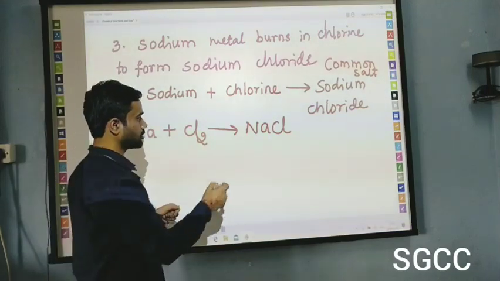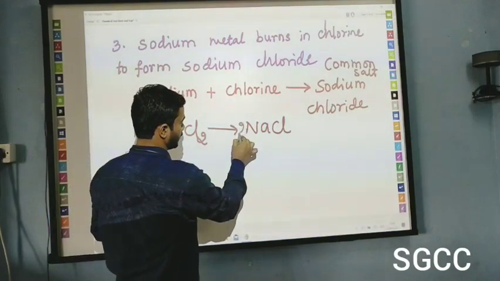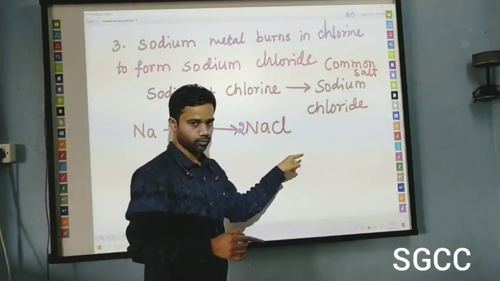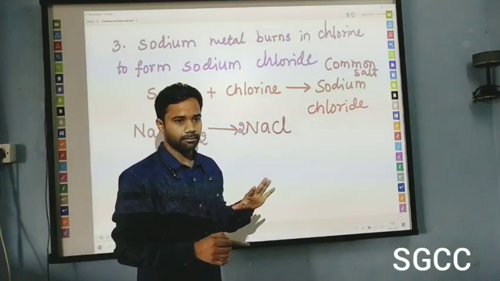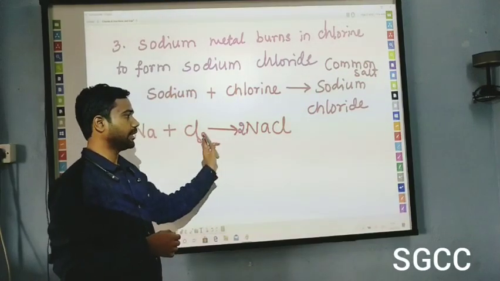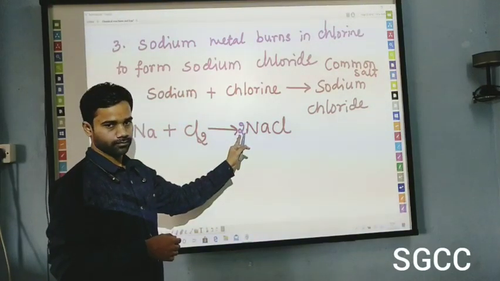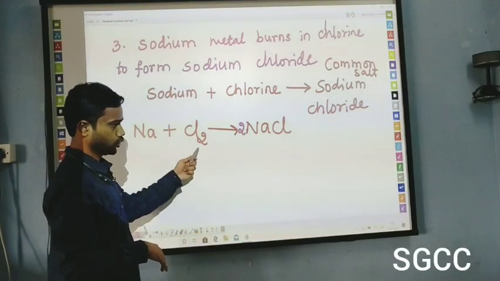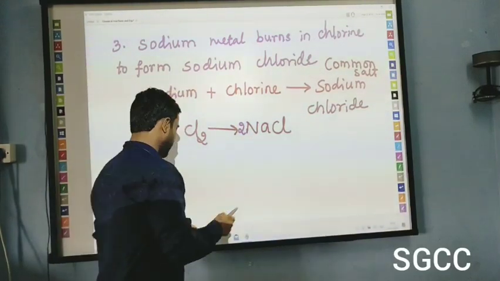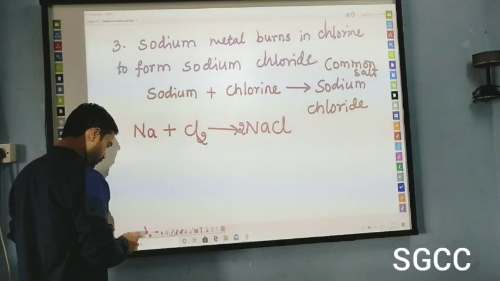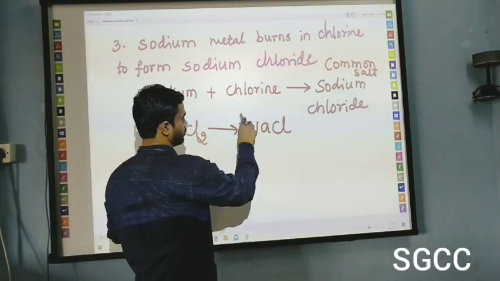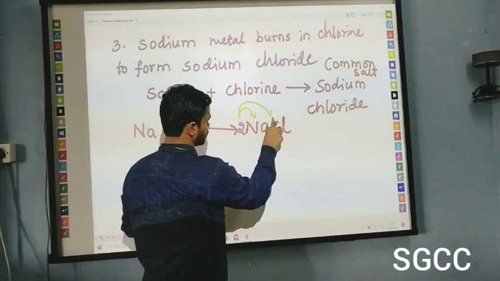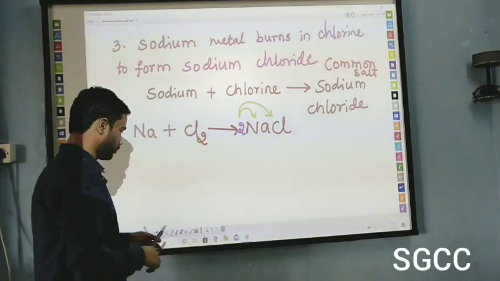I am not going to write 2Cl2 on the left side; there is no such combination. We are going to write 2 on the product side. Let me check whether it is balanced or not. How many chlorines are present? 2. How many chlorines are present here? You already know that. I already told you that. This 2 belongs to this sodium also, and this 2 belongs to this chlorine also.